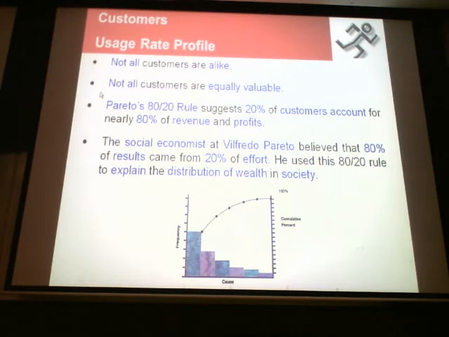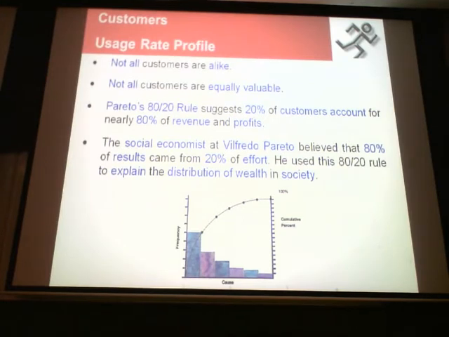If you do it by usage rate, not everybody is equal. Pareto was a social economist in Italy, and he said 80% of the wealth resides in 20% of the population's hands. Yeah. What is it now? That was back in the dark ages when he did that. What is it now? It's about 95% of the wealth resides in how much of the population's hands? About 5%, yeah. But that's Pareto's 80-20 rule. 20% of customers account for nearly 80% of the revenue and the profits.